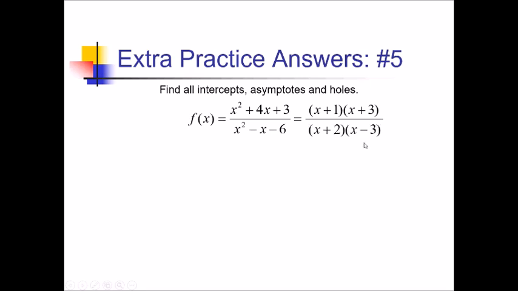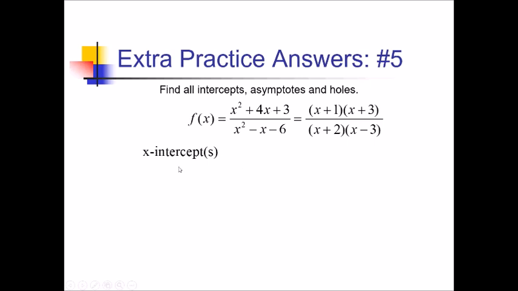Now, I feel like I ought to be able to cancel some things out, but I just can't. Like the x plus 3 and x minus 3, that's close, but not close enough. They have to be exactly the same. So I'm just going to move on and start analyzing everything, starting with the x-intercepts. But if nothing else, at least this is broken down a bit, so it'll make my job a little bit easier moving forward with all these different tasks.